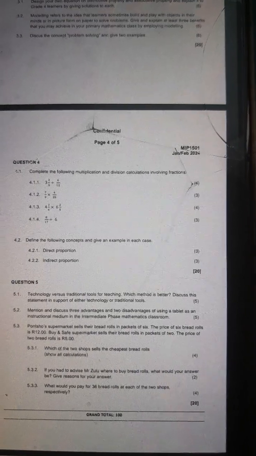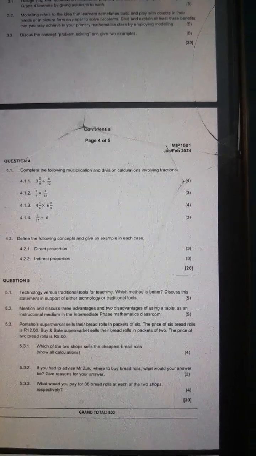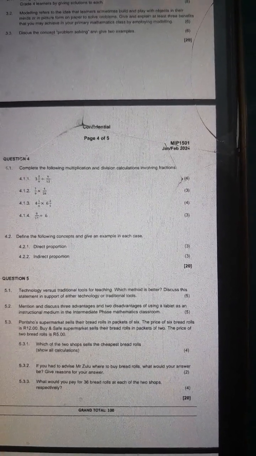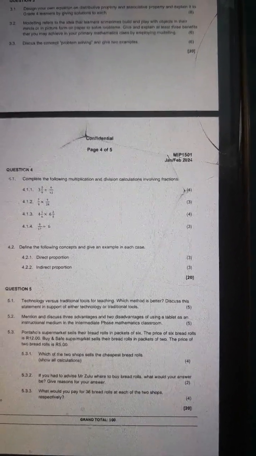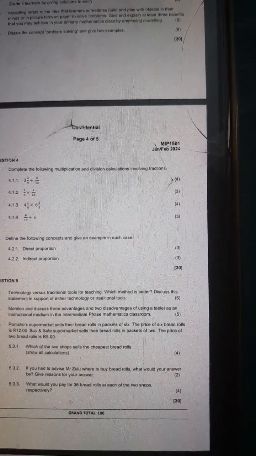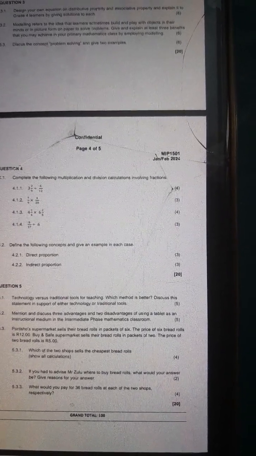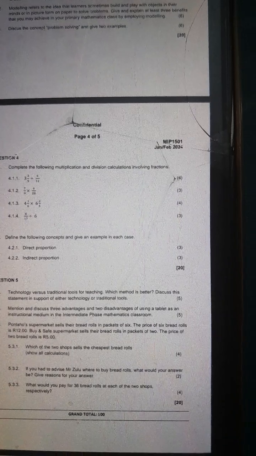I hope, guys, you did understand the direct proportion. I've explained the definition and given you an example. I said that in a direct proportion, as one quantity increases, the other increases at the same rate. For example, if one apple costs 5 rand, how much will 3 apples cost? Obviously, the cost of 3 apples will be 15 rand, right? That's a direct proportion.